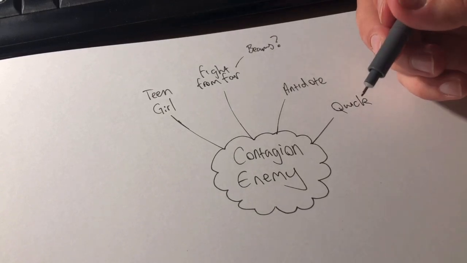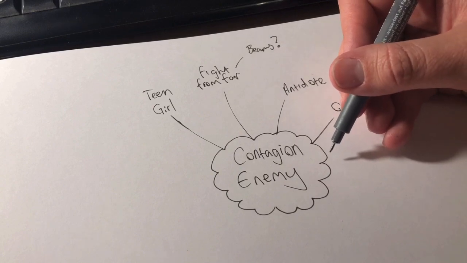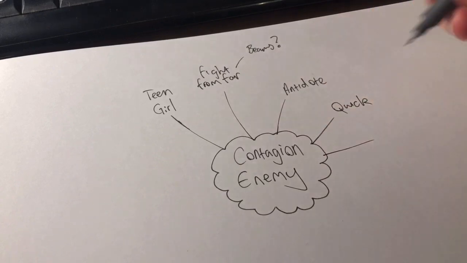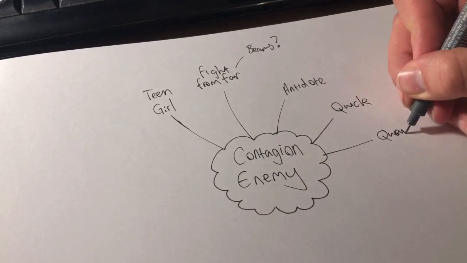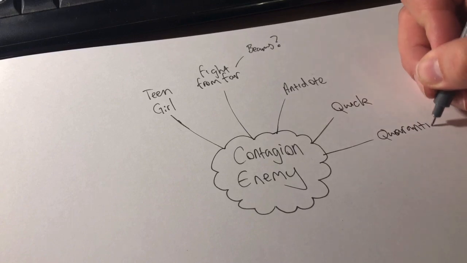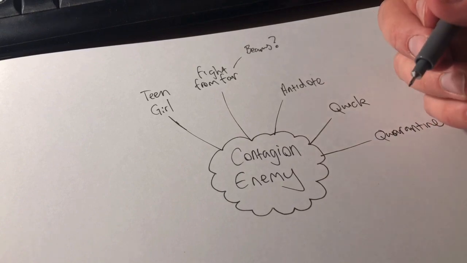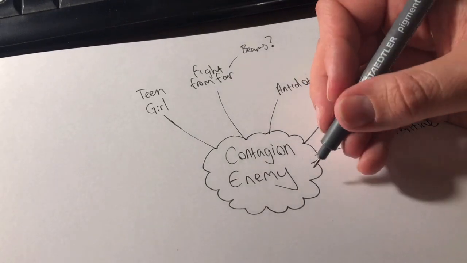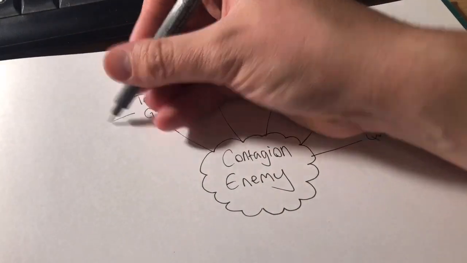A big thing that's been said at the moment about this COVID-19 that's going around, and it's a very horrible thing, is to make sure you're quarantining yourself. So we'll put that word down. I don't know how helpful it'll be, but it might be quite good to have. Let's see. So, I mean, when we come to the teen girl, I think she should be very normal.